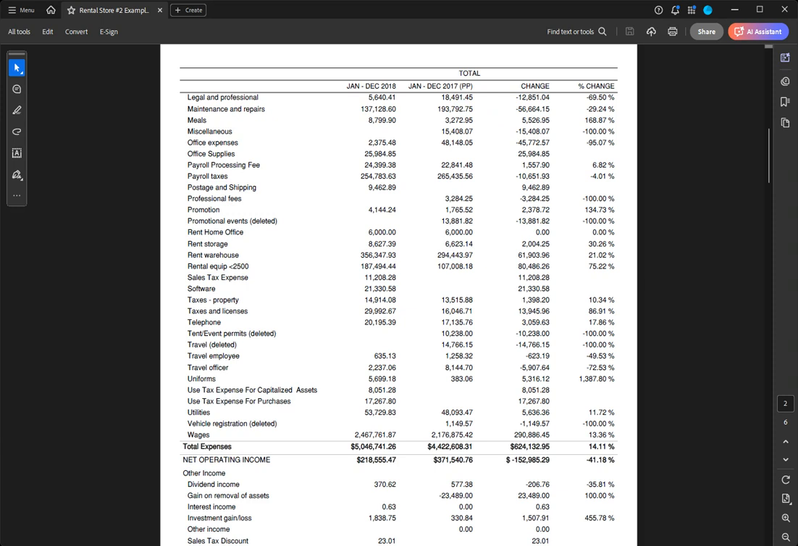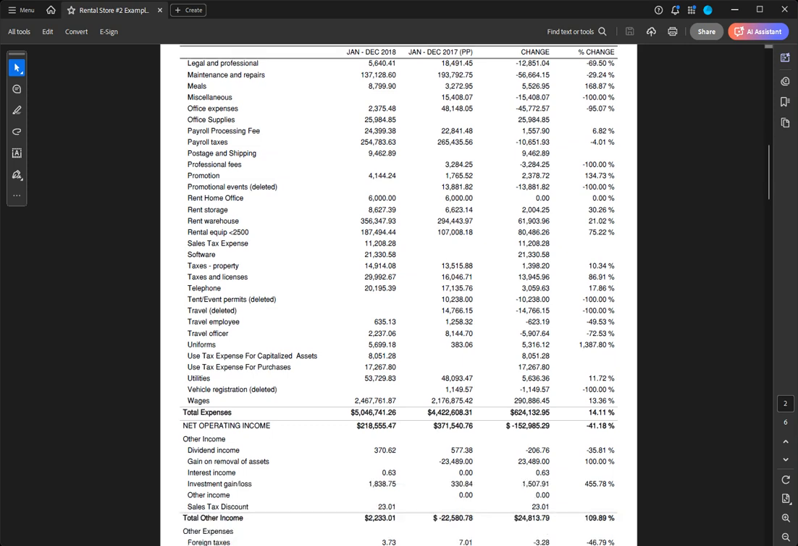So at the end of the day, when we look at everything, our total expenses aside from cost of goods sold are $5 million 4.4. So our expenses went up by $624,000, and that gives us operating income of a decrease of $152,000. So we had that great increase of revenue. It looked like it was about 500,000, and then we eroded a lot of that with the expenses.